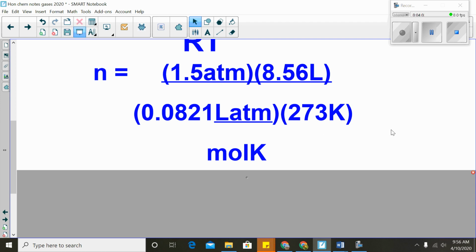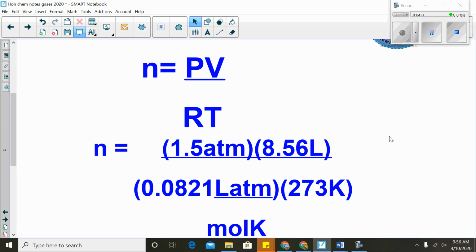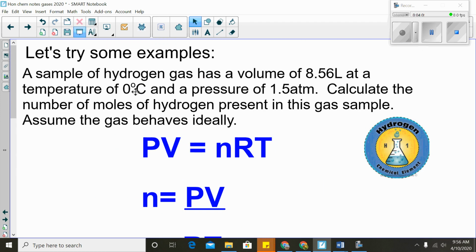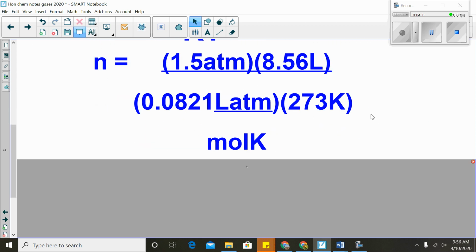And then what is this 273 Kelvin? That is my temperature, but 273 was not given to you. 0 degrees Celsius was given to you. So you have to add 273 to convert it to Kelvin. So here's how I plugged in my values.